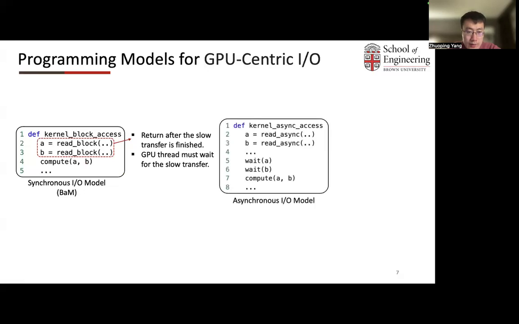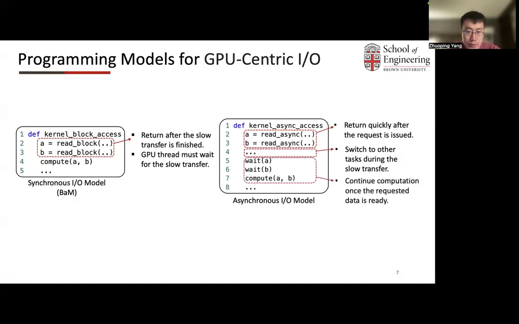But if we have an asynchronous I/O model, when we call this read asynchronous, it will just issue a request, so the function can return immediately after the request is issued. At this time, we can switch to other tasks in order to hide the high latency from the slow disks. And later, we can resume the computation once the data is ready.